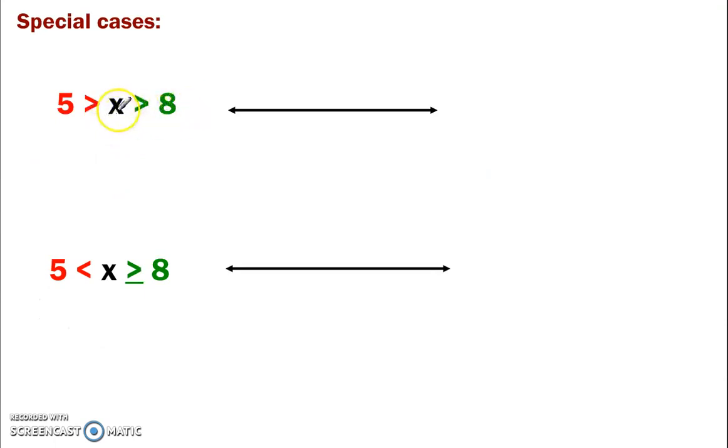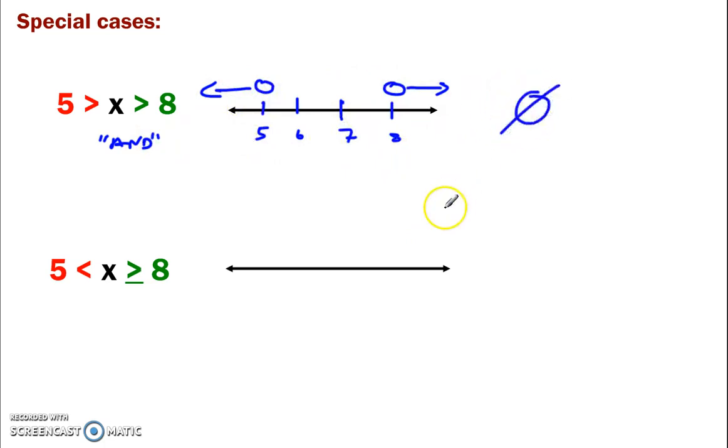If we have x is less than 5, so here we have 5, 6, 7, 8. X is greater than 8. So this way or this way. And it says AND because it's in one statement. So this is an AND statement. It has to fulfill both of these. What number fulfills both less than 5 and greater than 8? There is no number, so there is no solution to this.